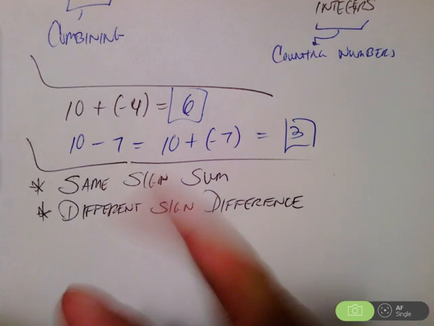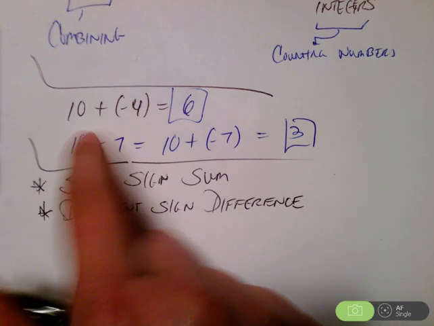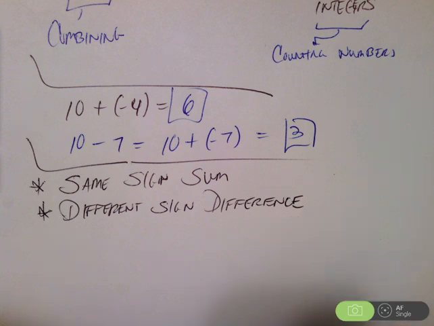So when you're doing your math, if you use same sign sum, that means that if the integers have the same sign, you sum them up and you keep the sign. So I'll put that in blue right there.